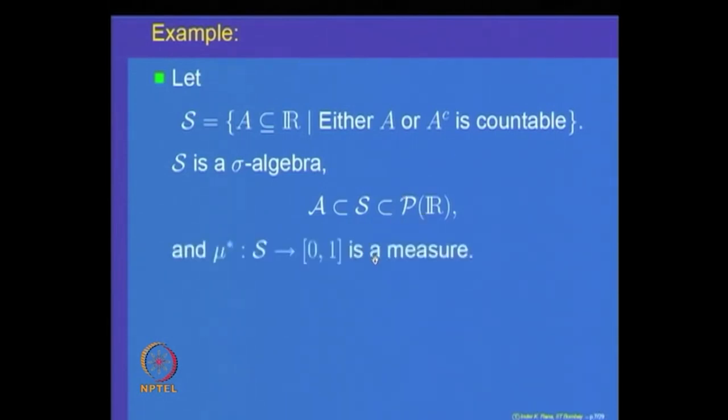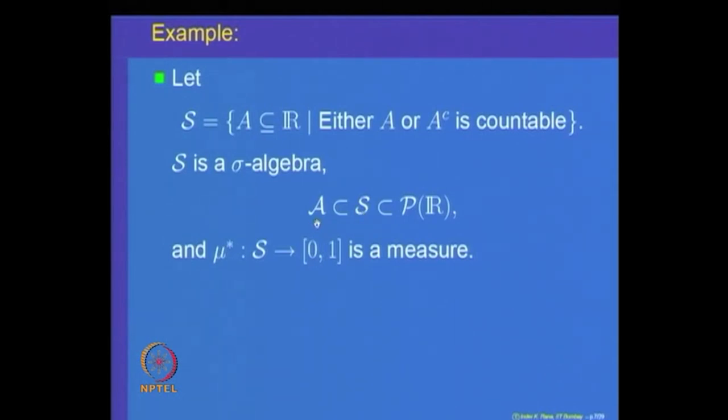And we have also shown that mu star, so what is mu star on S? If a set A is countable, then mu star of A is 0. If it is not countable, but A complement is countable, then the set A cannot be countable, it has to be uncountable, and for uncountable sets mu star of A is equal to 1. So mu star restricted to S is the set function which is 0 if A is countable, and 1 if its complement is countable. And that we have already shown is a measure on the sigma algebra S.